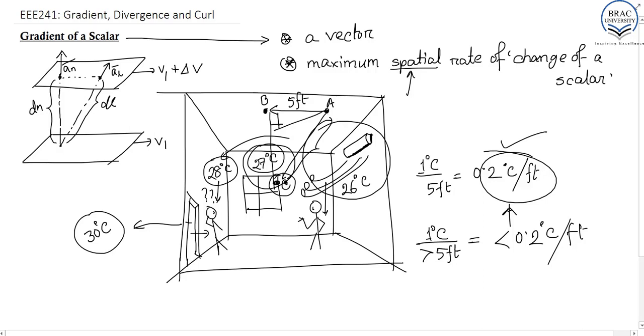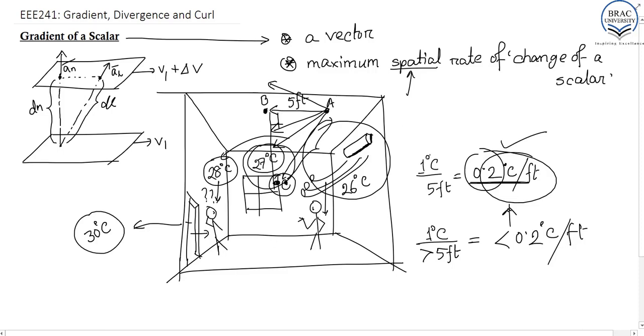Because if you move along this direction or this direction or this direction, you'll always have to move a distance that is greater than 5, okay? And when you divide the temperature change by any distance or any length greater than 5, this will obviously give you a rate smaller than 0.2. So for the maximum rate of change, you'll have to move towards the AB direction, okay?